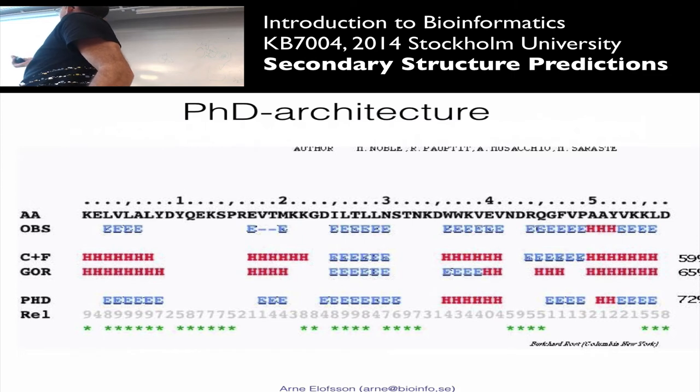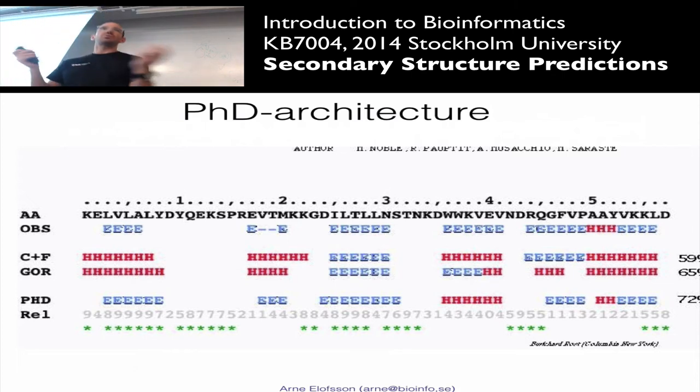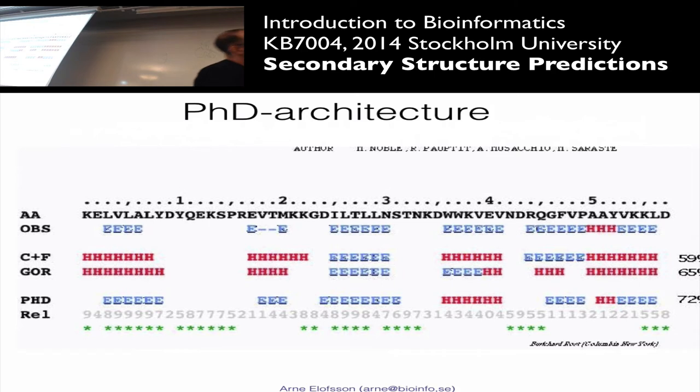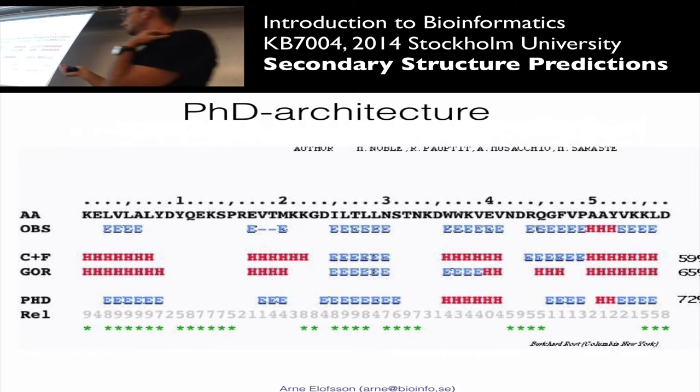Even though this says 65% correct, a lot of loops are correctly predicted, but hardly anything else. While this is only 72%, it's slightly better, and you see it is almost perfect. This part is not that good, it's predicted to be helix instead of sheet, but except for that, it's perfect. There are one or two residues missing here, but from a structure point of view, you can leave it. This is a really bad feature.